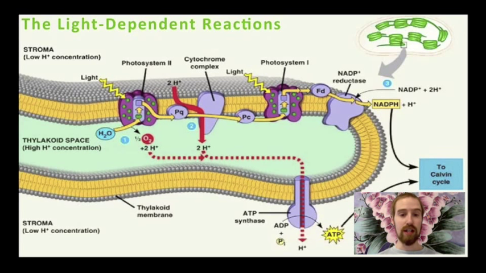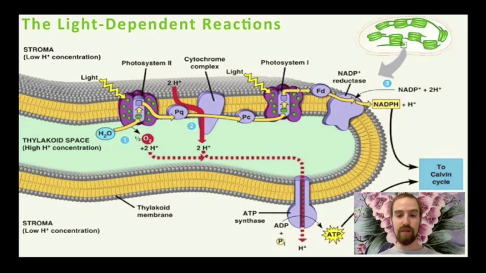The free electrons follow this path, indicated by the yellow arrow. These electrons are very energetic and have very high energy. Electricity, after all, is the movement of electrons through a conductive material like a wire, and we use electricity to power a lot of things in our everyday lives, so you can think of these high-energy electrons as a kind of electric current running through the proteins embedded in the thylakoid membrane.